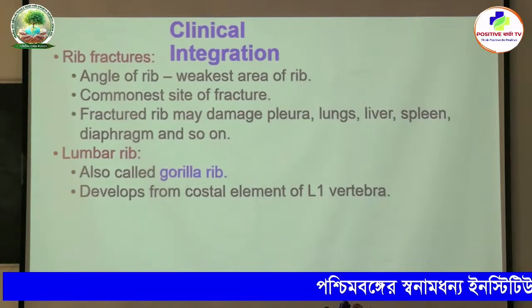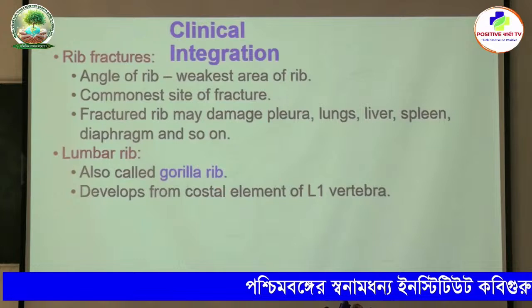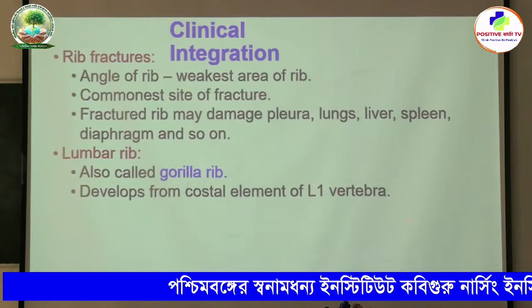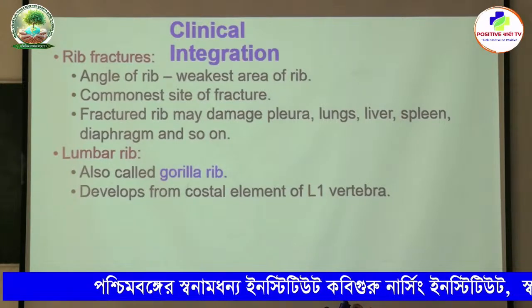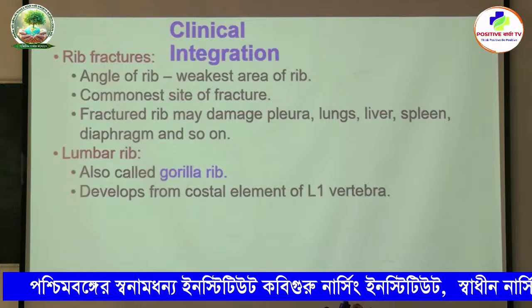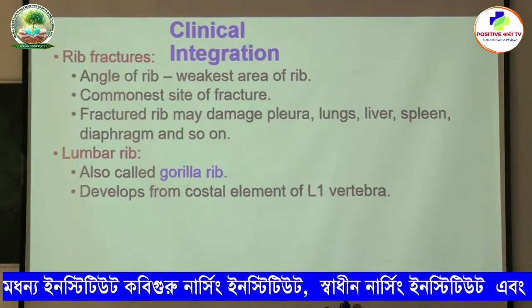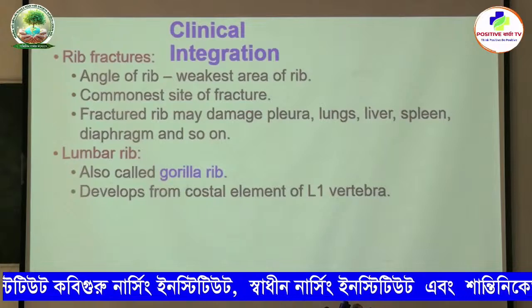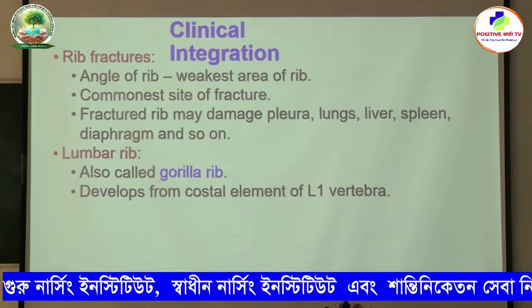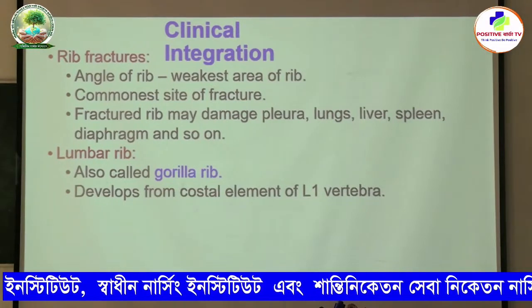Lumbar rib, also called gorilla rib, develops from the costal element of L1 vertebra. There are no such symptoms like the cervical rib. Cervical rib is important because it may compress important vessels and nerves like this. That's why there will be symptoms in cervical rib.